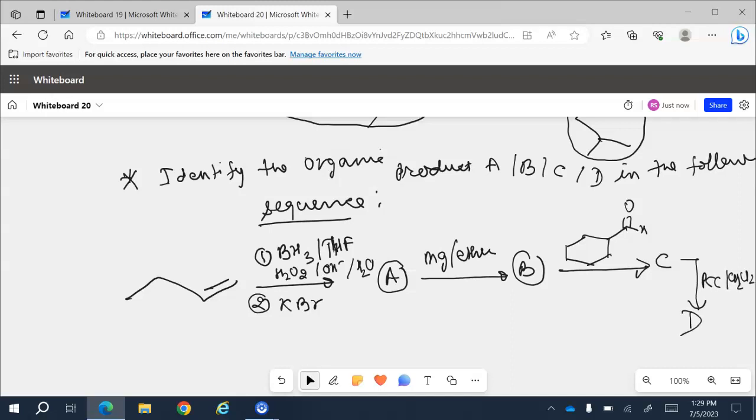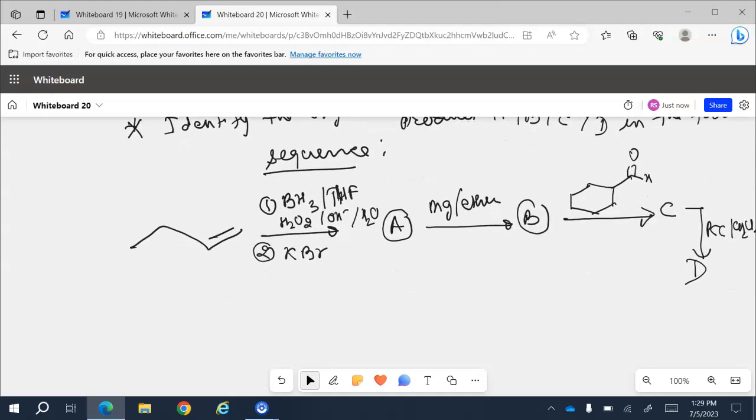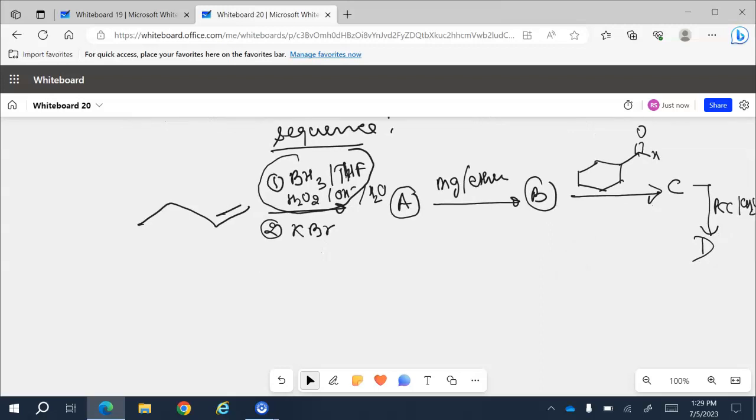So these are the type of sequence of reactions that we need to follow in organic chemistry quite often. So again, the problem solving strategy: you need to memorize the function of some of the reagents and what will be the outcome of those reactions. That you need to know very well. So let us try to solve this problem.